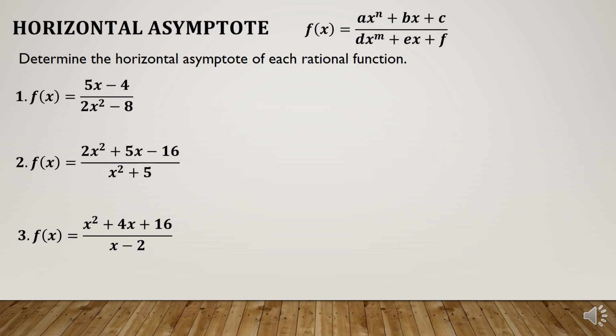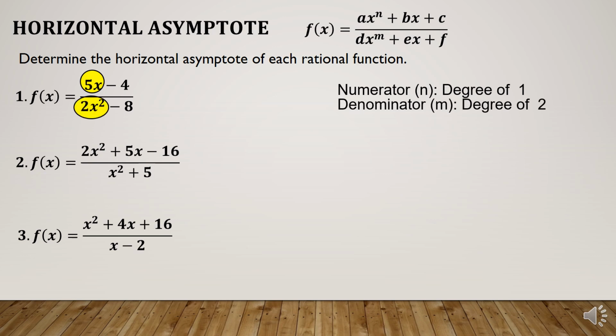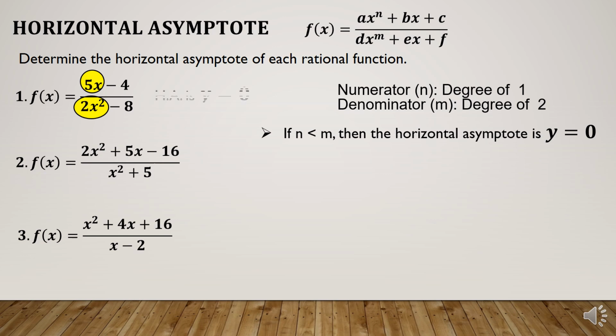So first, we need to identify the degree in the numerator. You have observed that the highest exponent of x is 1. Therefore, the degree is 1. Then, the denominator, the highest exponent is 2. Therefore, the degree is 2. Then we can now apply, since n is less than m, then the horizontal asymptote is y is equal to 0.